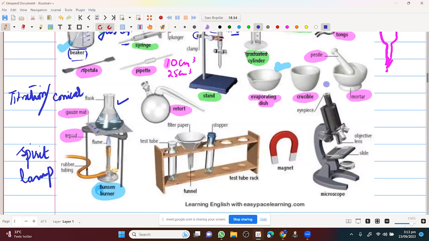Here we have a magnet, which is used in the science laboratory. This is a test tube rack. And this one is the funnel. In the funnel, if we are going to do the practical of filtration, then filter paper will be used. A stopper is there on the test tube. And here, this is the test tube. Everyone should be familiar with this apparatus that is called the test tube. Okay.